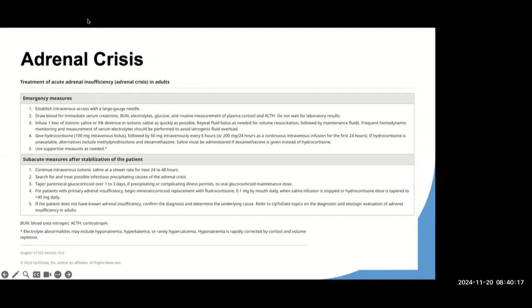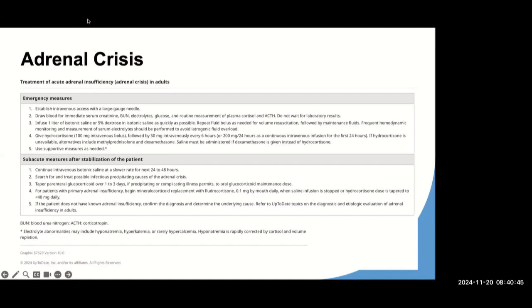As soon as you've drawn these blood labs, you have to infuse 1 liter of isotonic saline or 5% dextrose as quickly as possible, and repeat fluid boluses as needed for volume resuscitation. This is one of those situations where you have constant monitoring, and you can be very aggressive when it comes to fluid administration. And you have to continue the hemodynamic monitoring as invasively as possible.